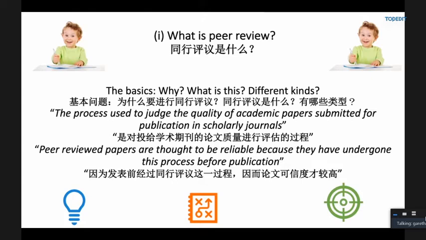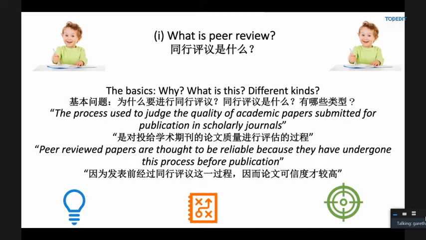So peer-reviewed papers, of course, are thought to be reliable in the academic community because they've undergone this peer review process before publication. So when selecting journals for your academic articles, you should always initially be looking for whether or not the journal uses peer review. If it doesn't use peer review, don't send your articles there because the journal won't be listed in an international database. It won't be reputable.